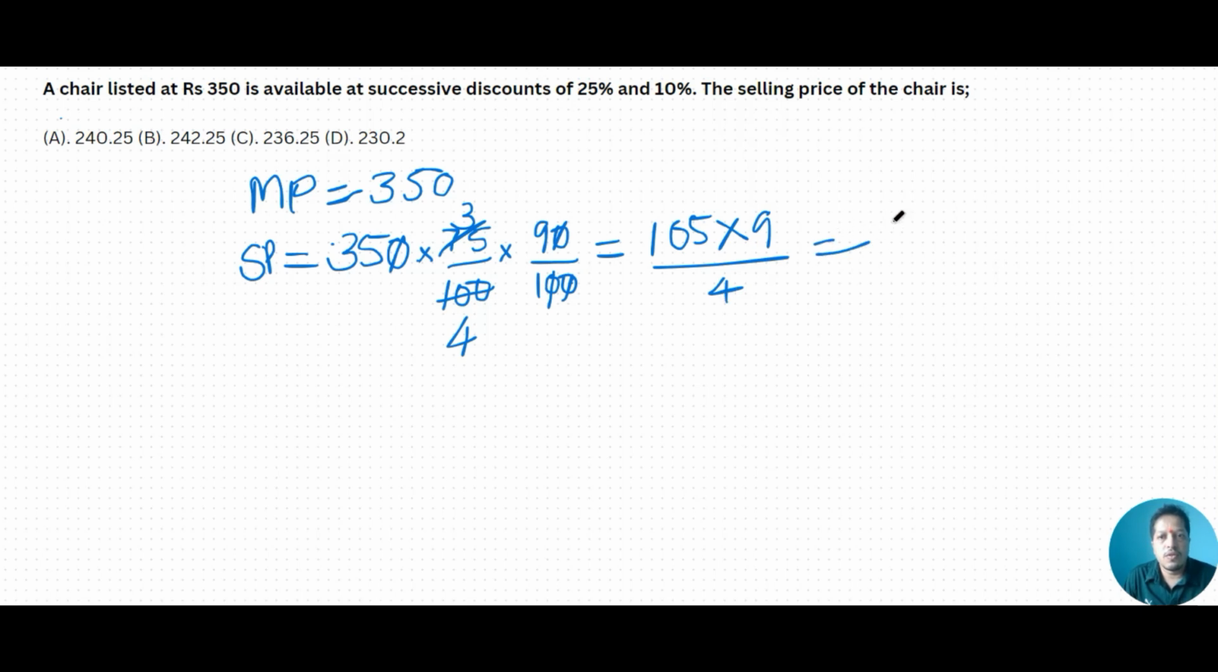9 5s are 45, 4 carry 45. 45 divided by 4: 4 2s are 8, one remaining, so it becomes 14. 4 3s are 12, 2 left, 25. 4 6s are 24, so I'm left with 1. I put a point. There's one remaining, 4 2s are 8, so 2 is remaining, so I add 0. 20, 4 5s are 20. So 236.25. So option C is the answer.